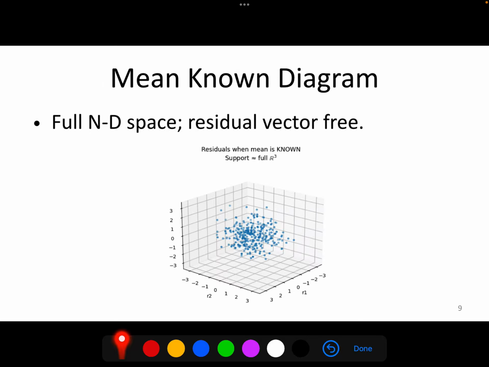And visually, this is what happens. Let's consider n equals 3. Each sample generates a residual vector in the 3D space. With the true mean known, these points fill in the space freely. This is what it means to have n degrees of freedom. Here, n equals 3.